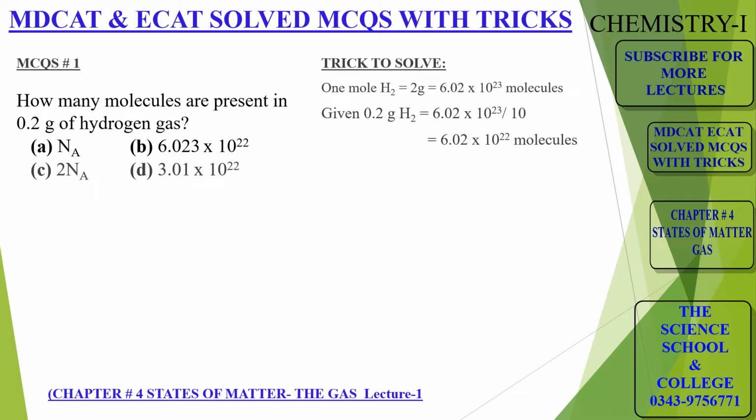Now, from 2 grams, you are given 0.2 grams. So they have divided 2 grams by 10. So you also divide Avogadro number of molecules by 10. When you divide the Avogadro number by 10, it will become 6.02 exponential 22 molecules. So the answer is 6.02 exponential 22, meaning option B is correct.